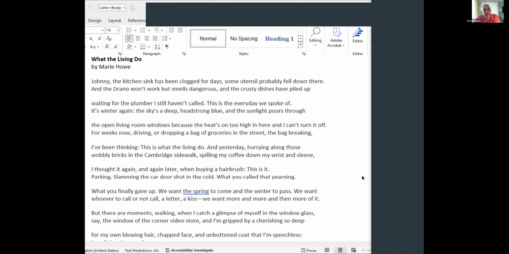For weeks now, driving or dropping a bag of groceries in the street, the bag breaking, I've been thinking, this is what the living do. And yesterday, hurrying along those wobbly bricks in the Cambridge sidewalk, spilling my coffee down my wrist and sleeve, I thought it again and again later when buying a hairbrush. This is it. Parking, slamming the car door shut in the cold. What you called that yearning. What you finally gave up.